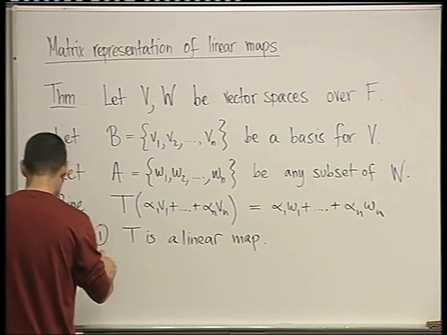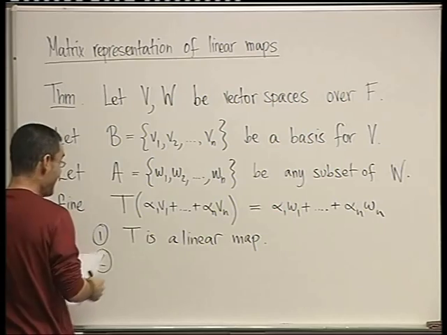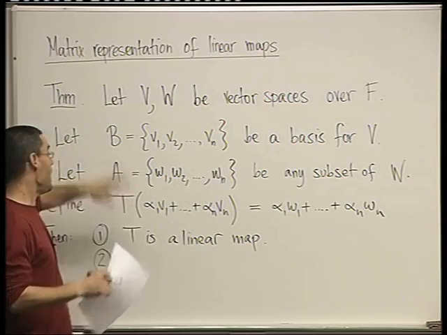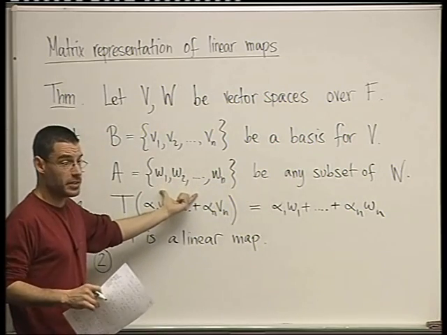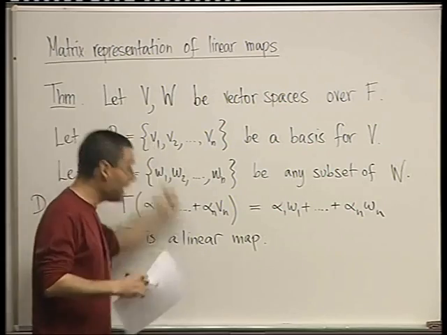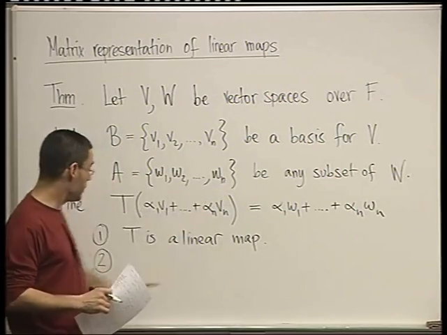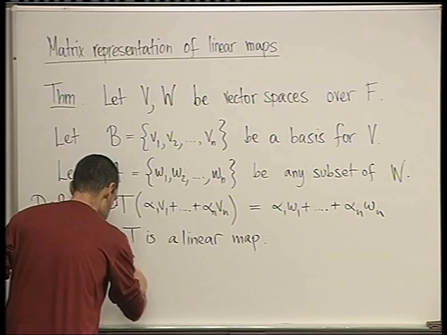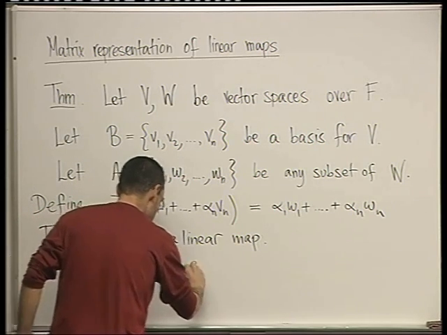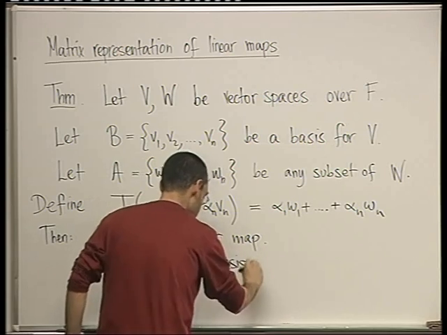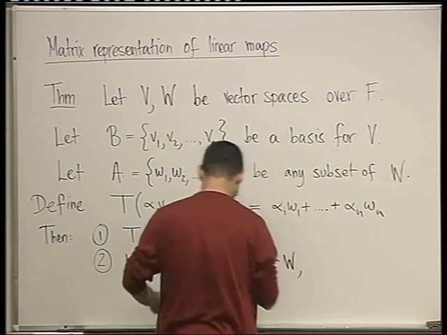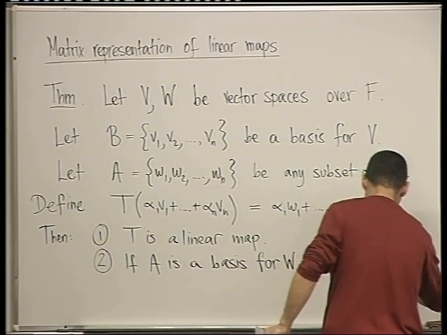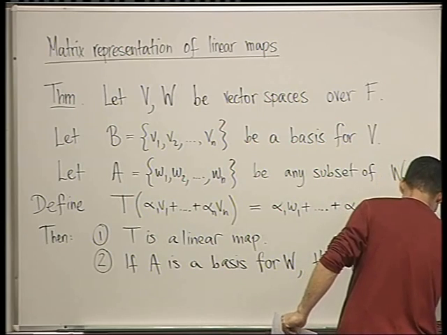That's part one. Two, if this set A in W was not just any random collection of n elements in W, but happened to be a basis for W, then T is not just a linear map, it's one-to-one and onto. If A is a basis for W, then T is one-to-one and onto.